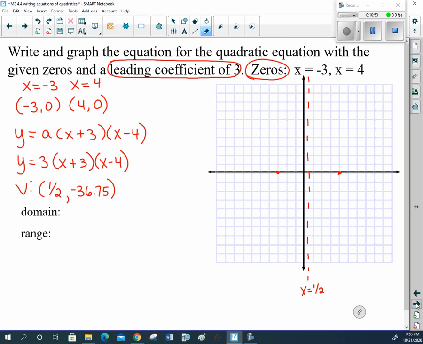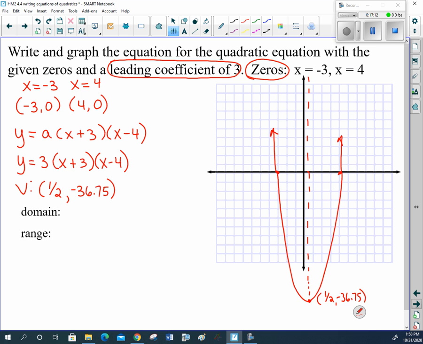So if we want to just go ahead and put a point down here on our axis of symmetry, label it 1/2, -36.75, and then make that sketch of that parabola. And this is not to scale, so I'm just going to write that off to the side.